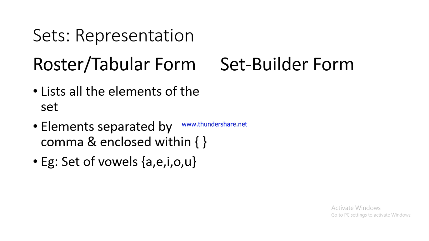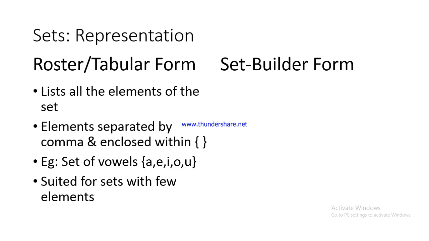For example, we have taken up this example, the set of vowels in the English alphabet, you know A, E, I, O, U. If you represent this using the roster or the tabular form, you will write A, E, I, O, U, separated with commas, and then you enclose all these elements in curly brackets. So this is one example. Now where do you use the tabular or the roster form? It is very suitable if the sets have only a few elements, like the case here. There are only 5 elements in the set of vowels. So whenever there are few elements, you can always make use of the tabular or the roster form.